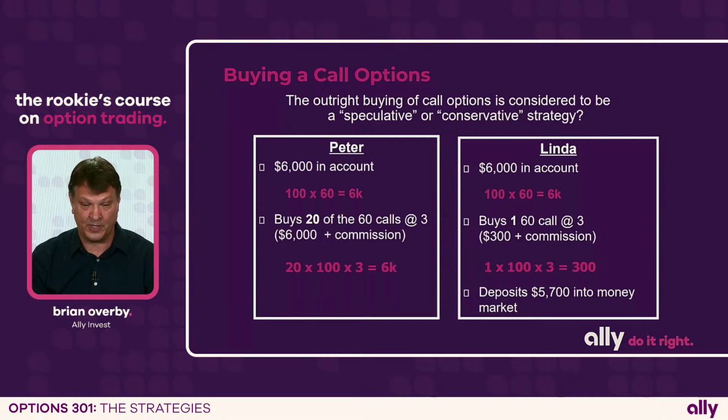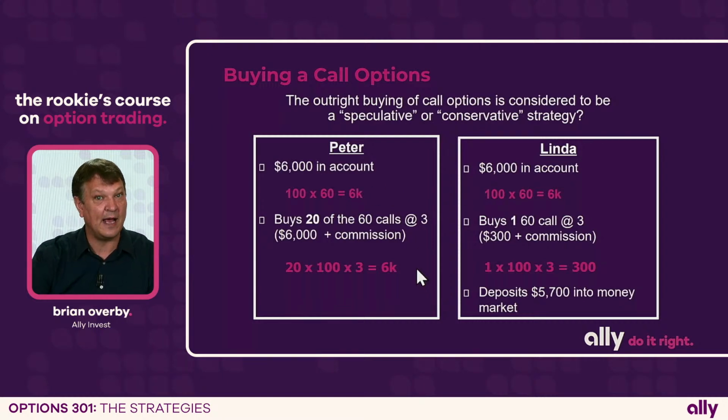So let's talk about Peter and Linda. Let's say you have $6,000 in an account, and we'll focus on Peter's side. Peter normally buys 100 shares of stock. Stock was trading at 60. Good for Peter because he has $6,000 in the account. He could buy 100 shares and use all that money. 100 times 60 equals 6K.